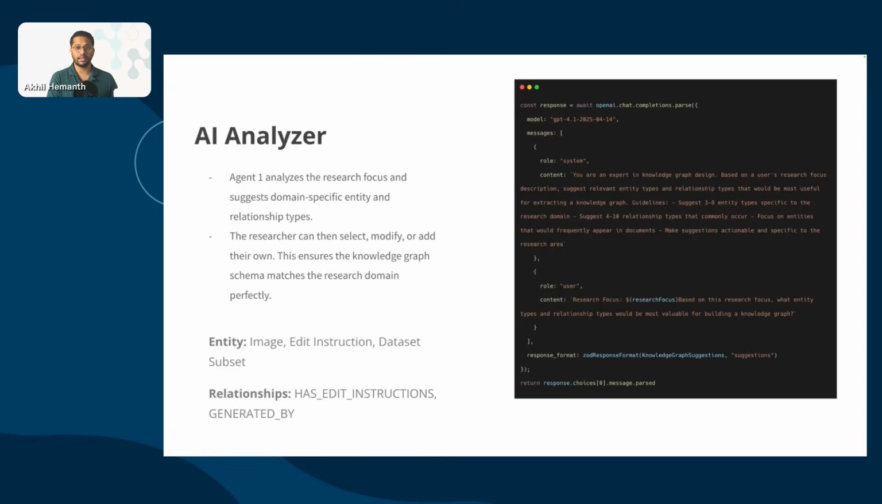So agent one analyzes the research focus and suggests domain-specific entity and relationship types. The researchers can then select, modify, or add any new entities and relationships. Some of the examples for this particular research paper were image, edit instruction, dataset, subset. And the relationships were has edit instructions or generated by. This is just an example use case, but obviously you can add your own entities and relationships.